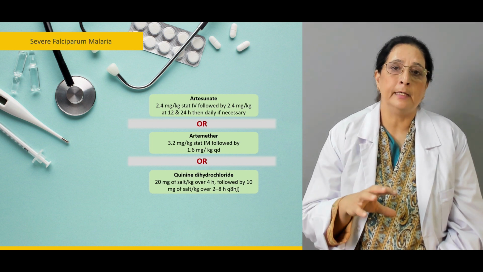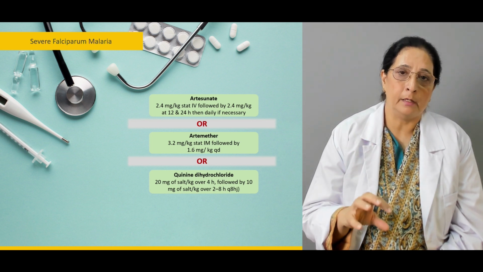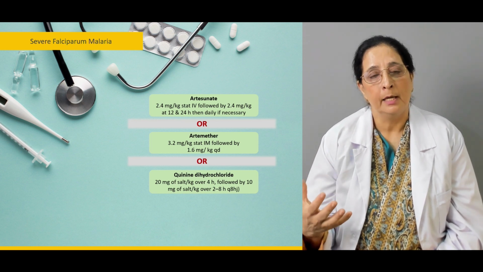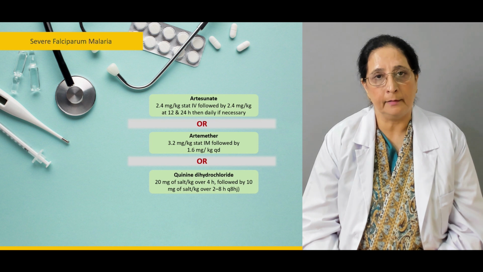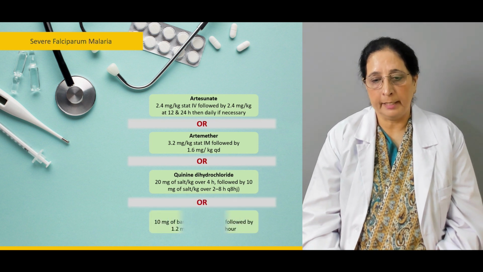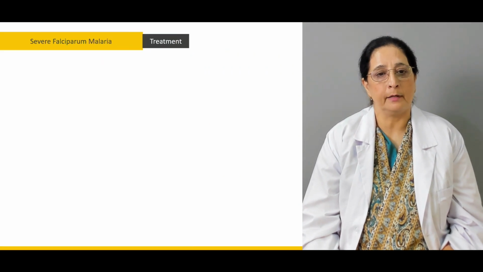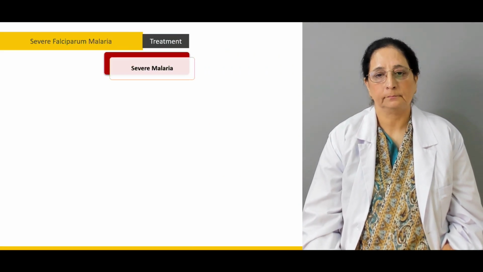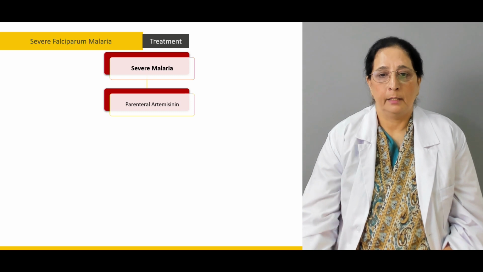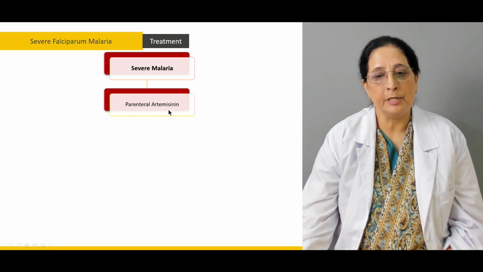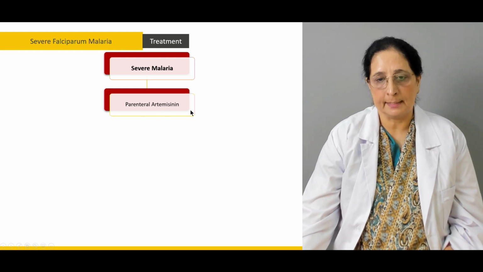The important thing is the diagnosis should be early, before the complications occur or before it becomes really very serious or severe. Or we can try quinidine. So all these are the drugs used for severe infection. For severe malaria, we can also give the parenteral artemisinin.